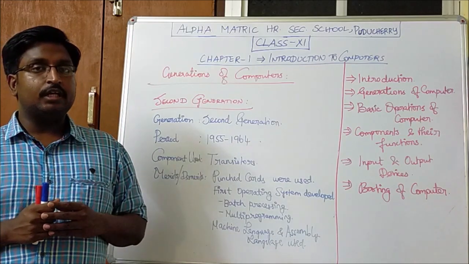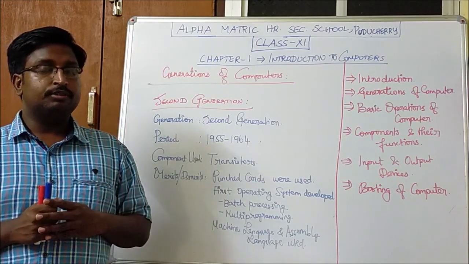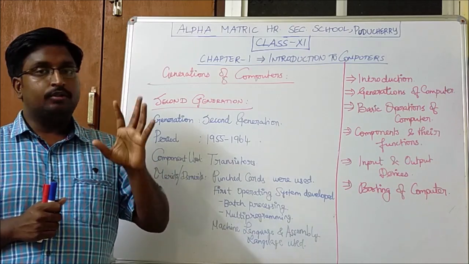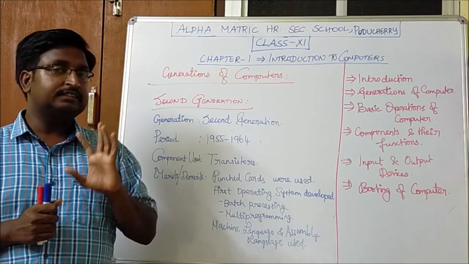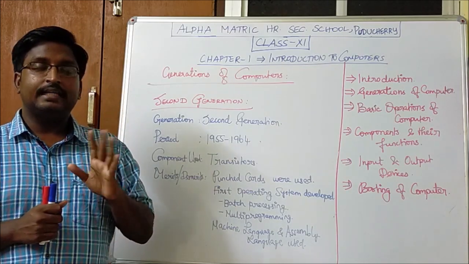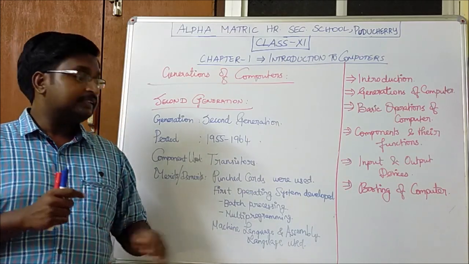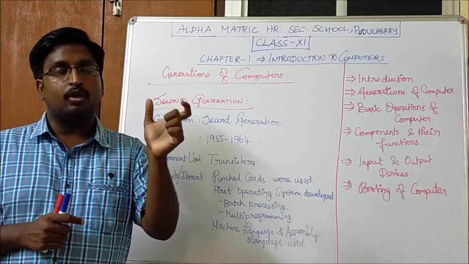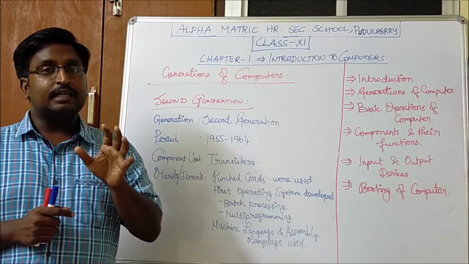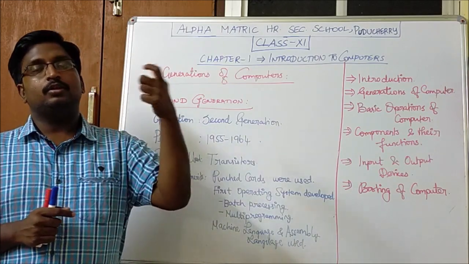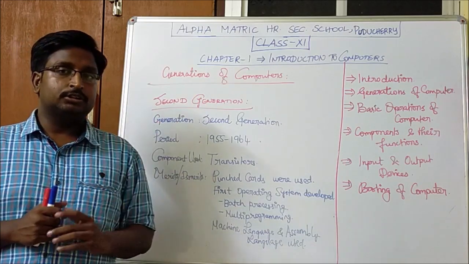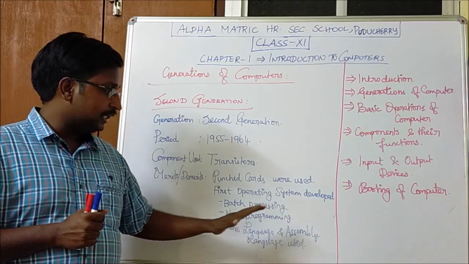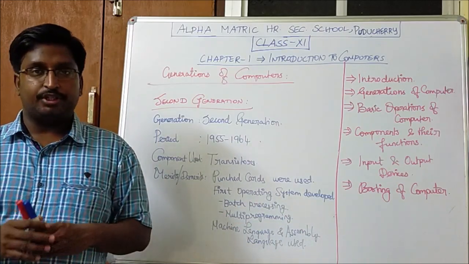In the first generation, we said that machine language was used. Machine language is the only language the computer can read and understand, that is binary or hexadecimal. Whereas assembly language assigns a unique code for each process, and the assembler converts that code to machine language. So both machine language and assembly language were used in the second generation.